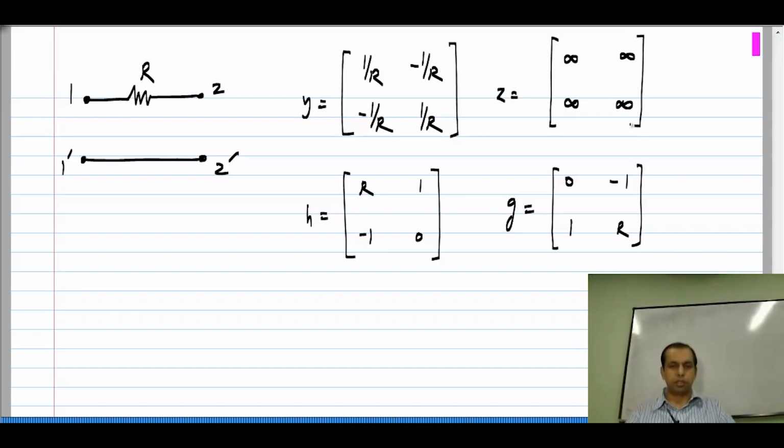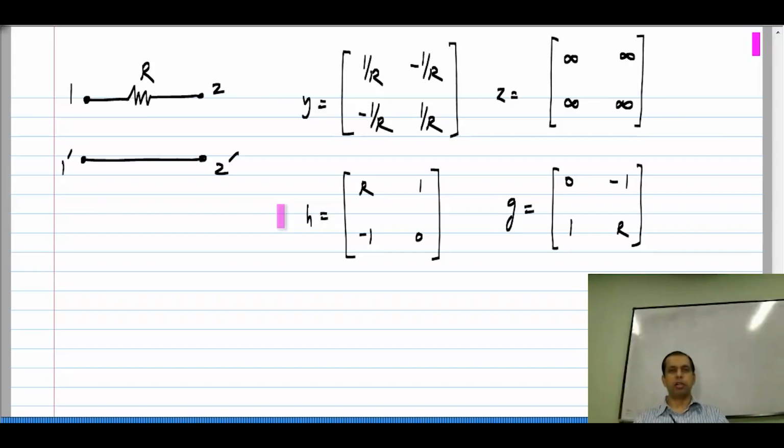Now, you can also see that this Y matrix has 2 rows which are dependent. The second row is simply the negative of the first row. So, you know that this cannot be inverted. This is one way to think about it. The other way is that if you apply a current here with the other port open circuited, you will only get infinite voltages because there is no path for the current to flow.